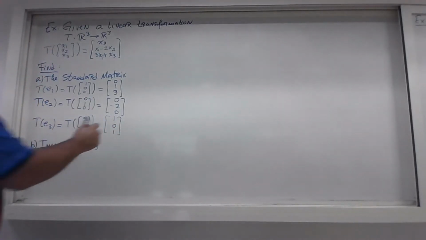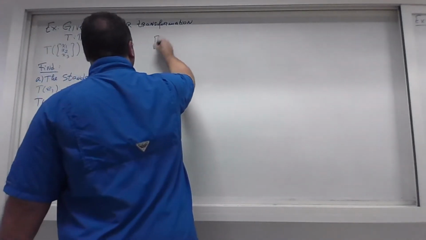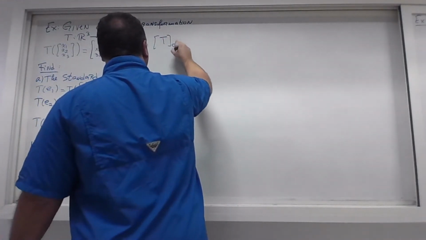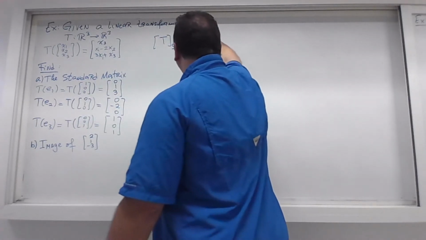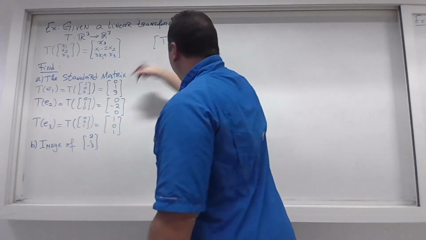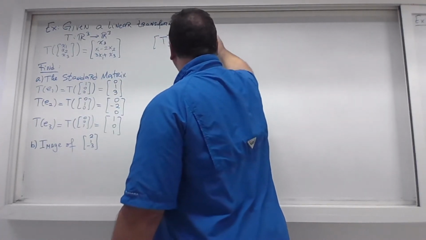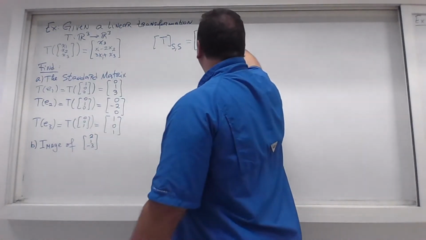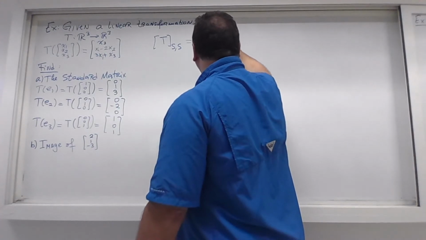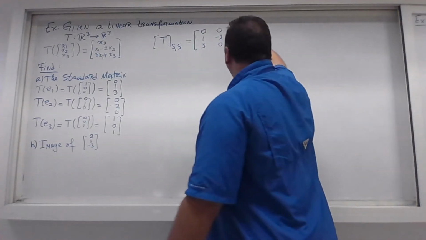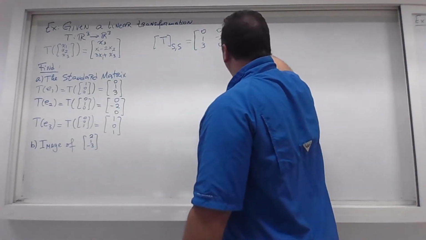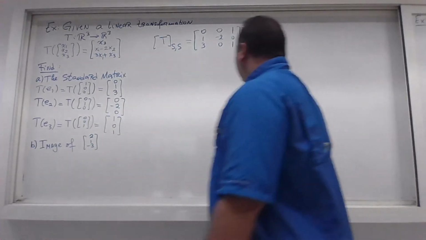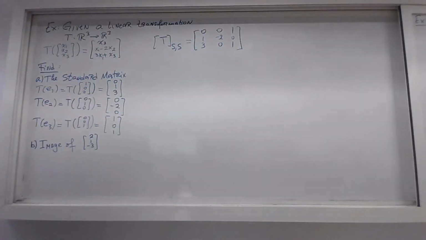Okay, so the standard matrix is with standard input, standard output. First column is the image of the first basis vector, second column is the image of the second basis vector, and the third column is the image of the third basis vector. So that's the standard matrix.